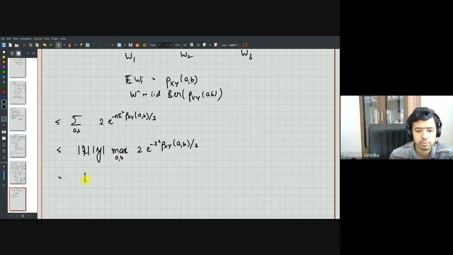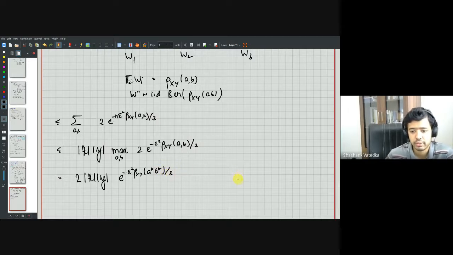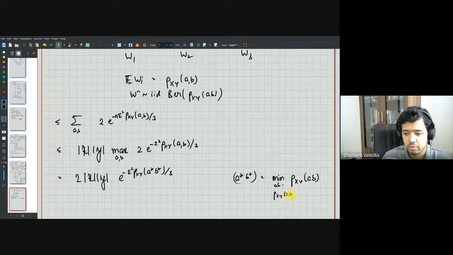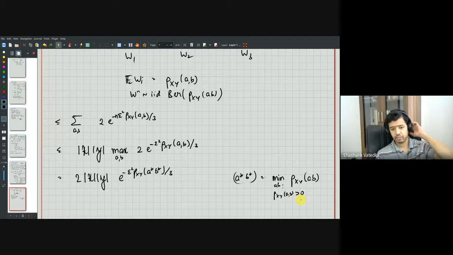So this is equal to size of X times size of Y times 2 times e to the minus n epsilon square Pxy of A star comma B star divided by 3, where I define A star B star as the pair which has the minimum, or actually the minimum non-zero probability, over all A B in X comma Y such that Pxy of A B is strictly greater than 0. So there should be an n everywhere over here.